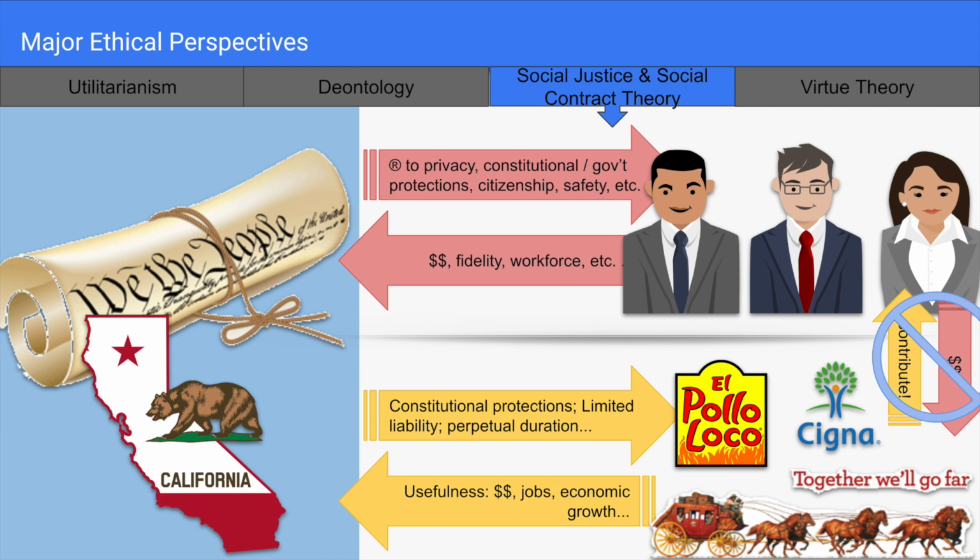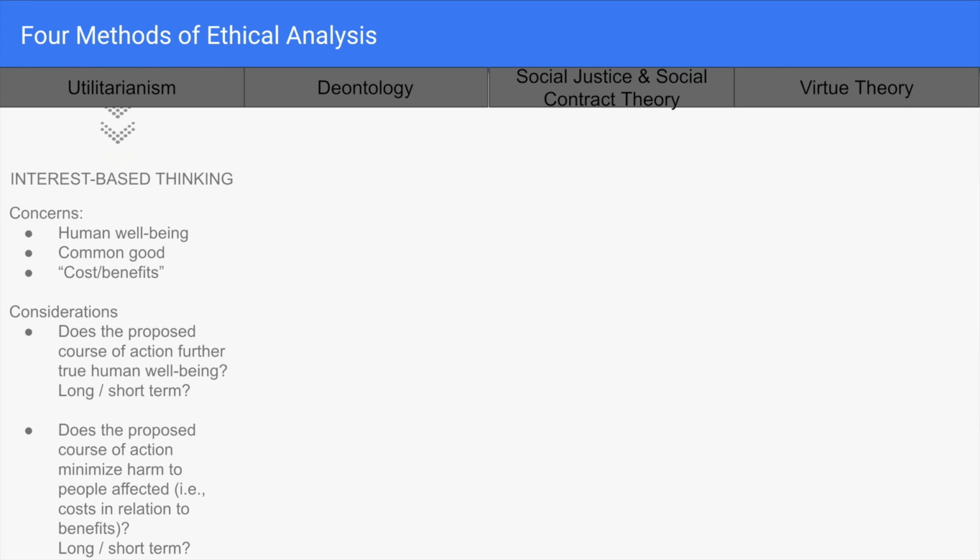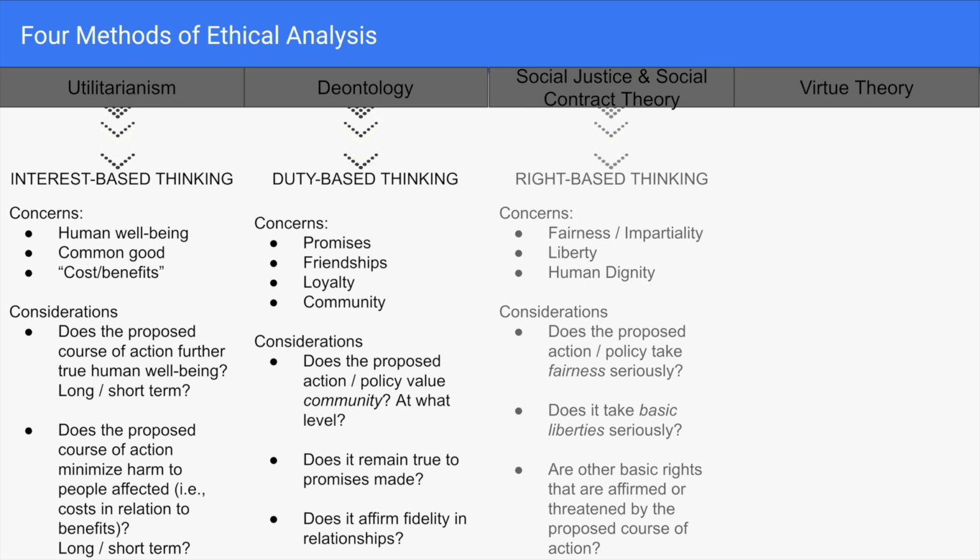As you can see, United States positive law comes from whatever social contract exists in society. Just as the laws in a society can and do change over time, so will the social contract change and evolve over time. That's why the theory is dynamic. In all, social contract and social justice theories, respectively, reflect rights-based thinking. The focus is on fairness, impartiality, liberty, and human dignity.